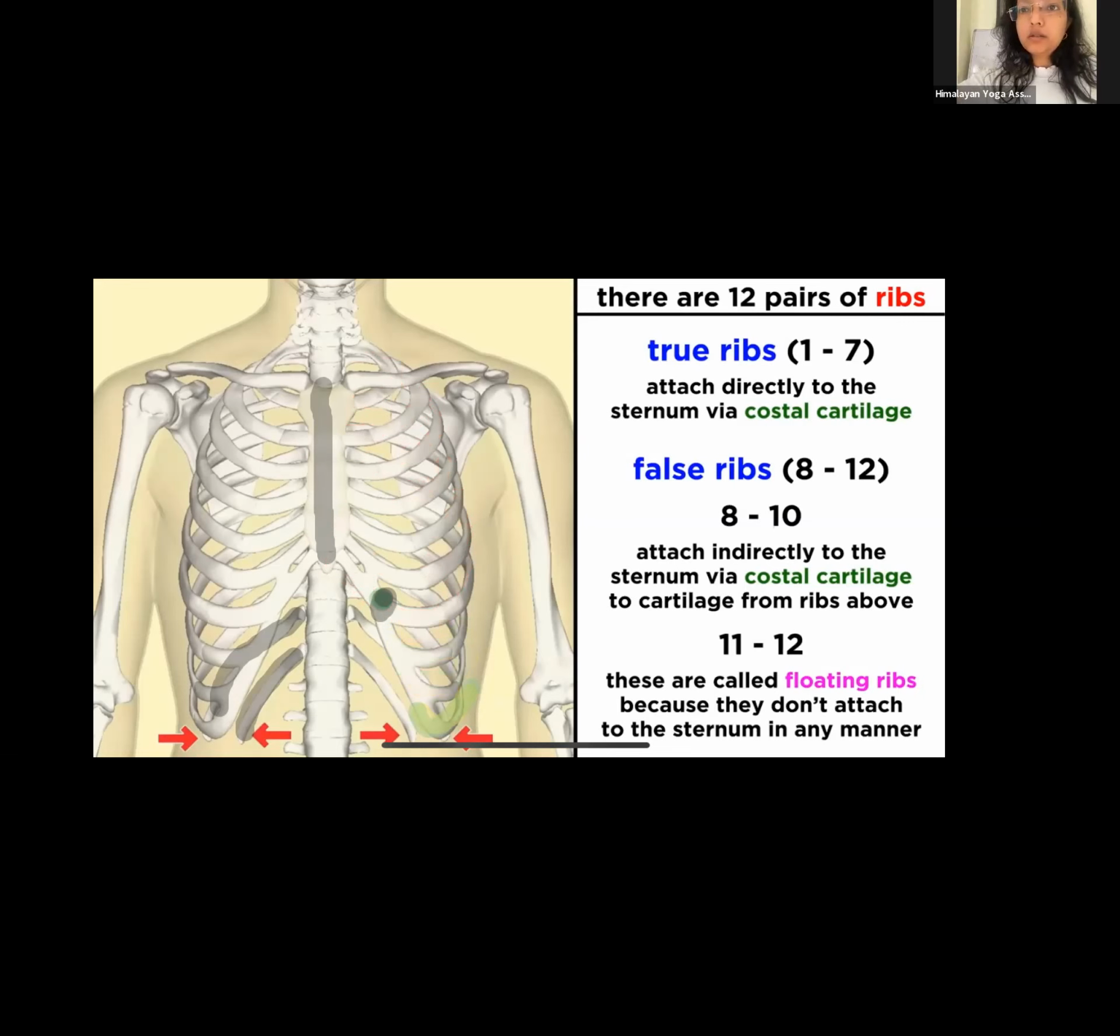I'll erase these highlighted things. And now you can see. Yeah, please take a screenshot of this.